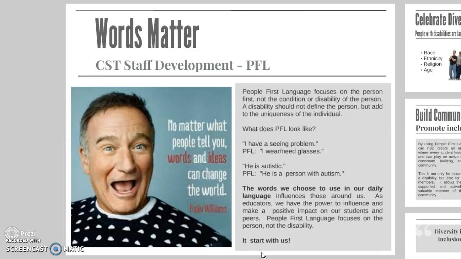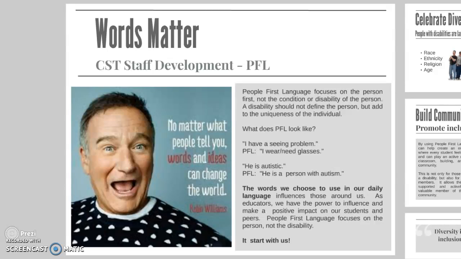Well, what does People First Language look like? You might hear someone say, "I have a seeing problem." People First Language would prefer it to be, "I wear or I need glasses." Another one might be, "He is autistic." With People First Language, we would place the person first, followed by the disability. He is a person with autism.